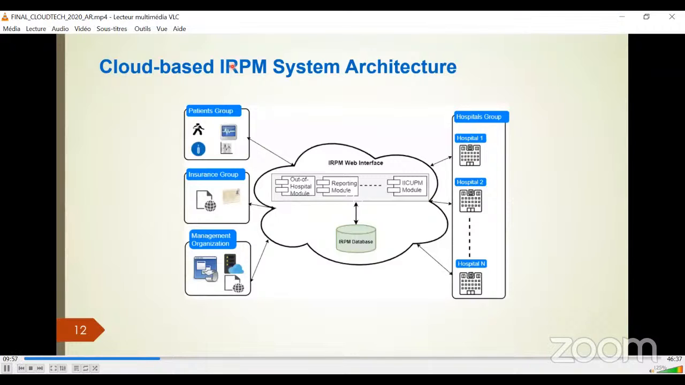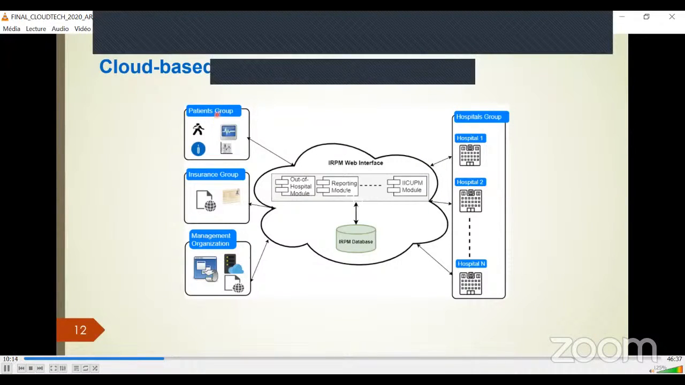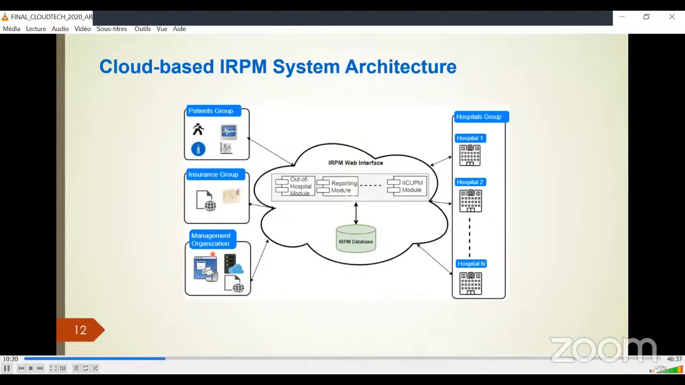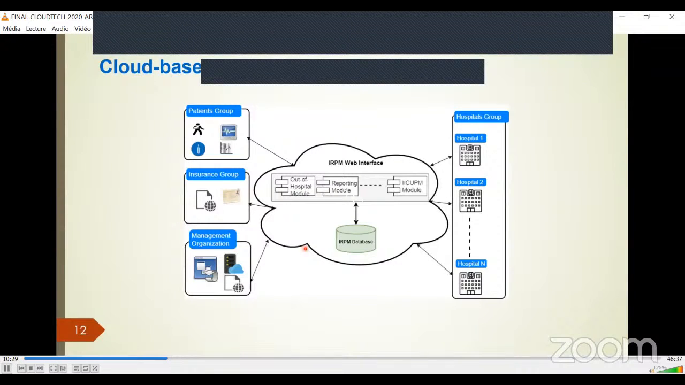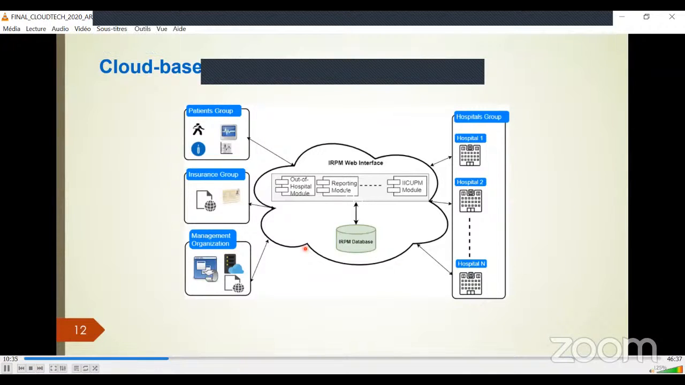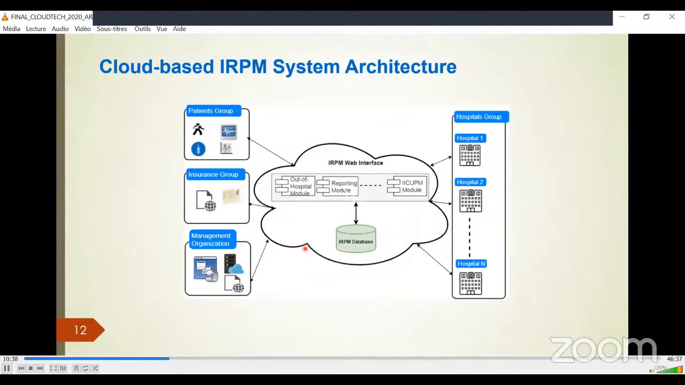So the system obviously is a cloud-based system. All the components are deployed on the cloud, and the system is easily accessible by essentially all the stakeholders. So it can be accessed by professionals working at hospitals, by the patients themselves, by maybe insurance companies, by management organizations, and maybe also by government agencies. Obviously, the system will not provide the same interface to all of these people, but the system is still able to serve all of these different categories of stakeholders.